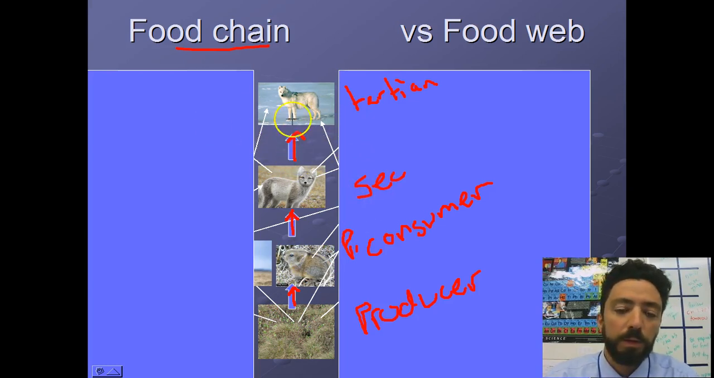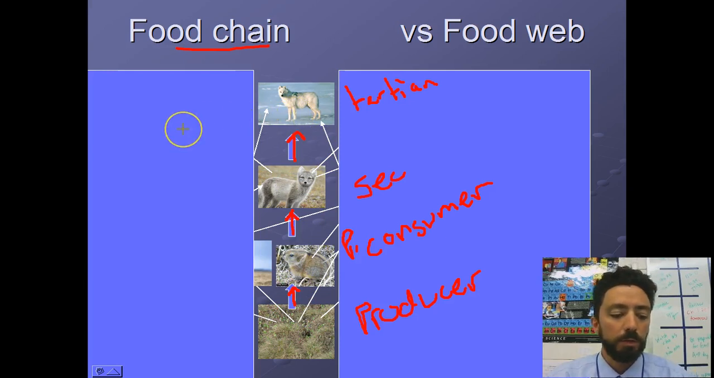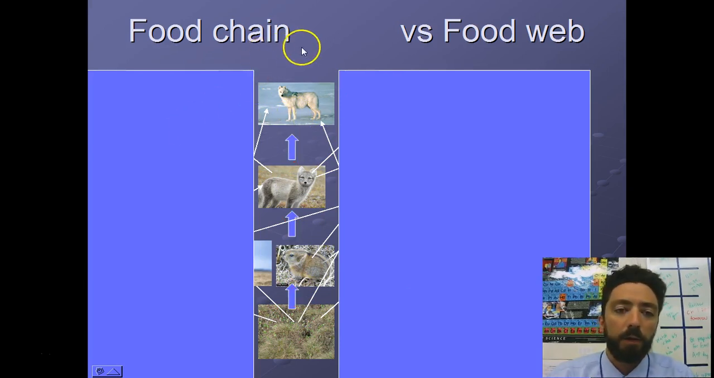Some people get confused and try to flip them and say, well, the wolf eats the fox, so that's why the arrow points that way. It's the direction that the energy flows in our food chain.